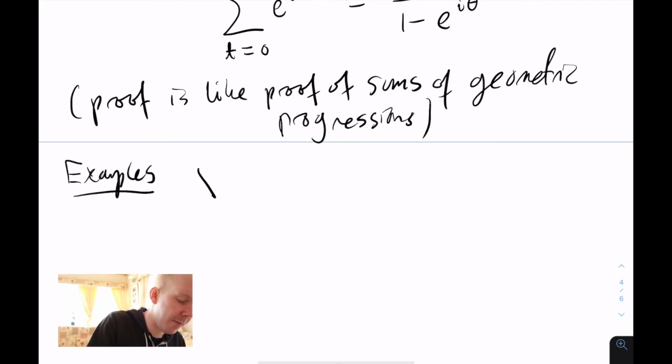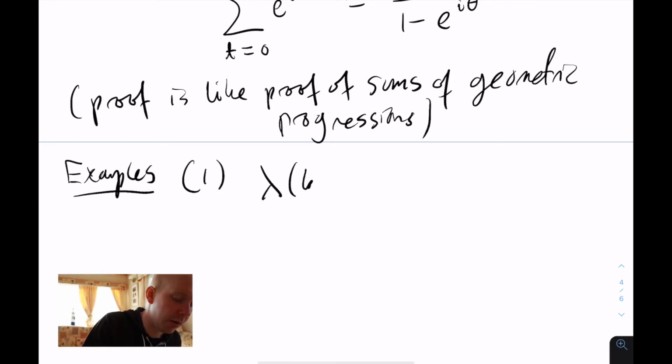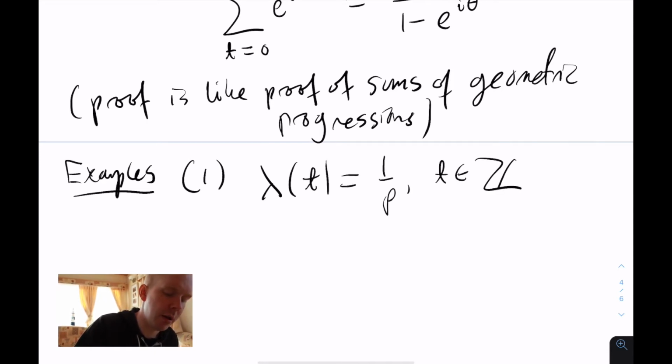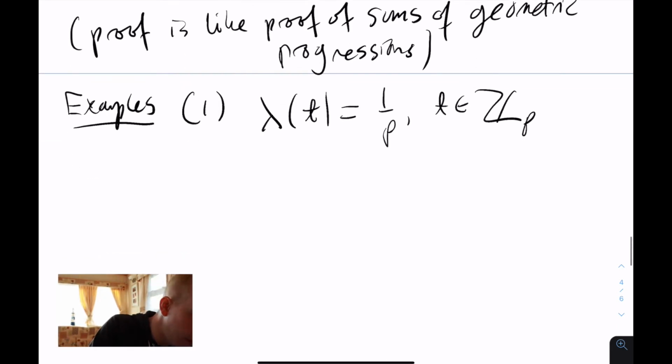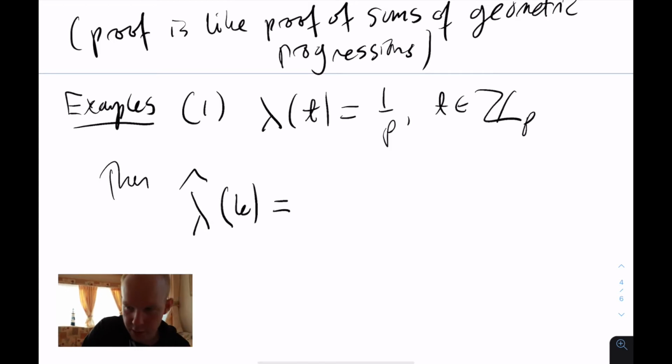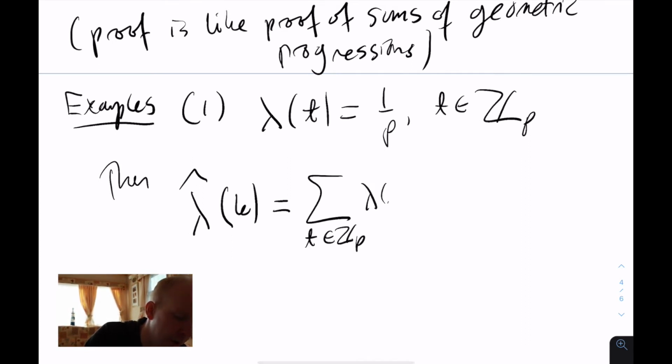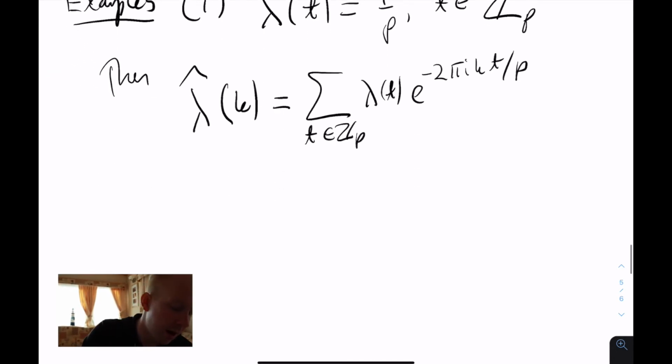So let's take, maybe example 1, the uniform distribution. Remember, lambda t is 1 over p as t is in Zp. Then we can compute the Fourier transform at k. By definition, this is just given by the sum over t in Zp of lambda t e to the power minus 2 pi i k t over p. That's the definition.